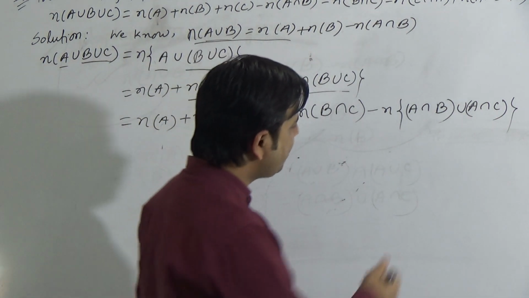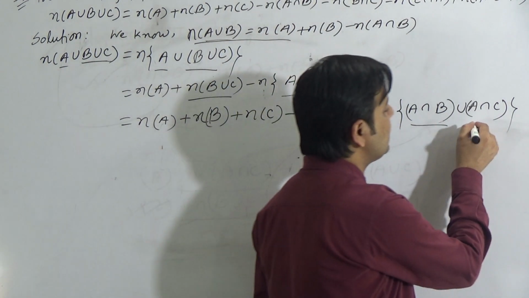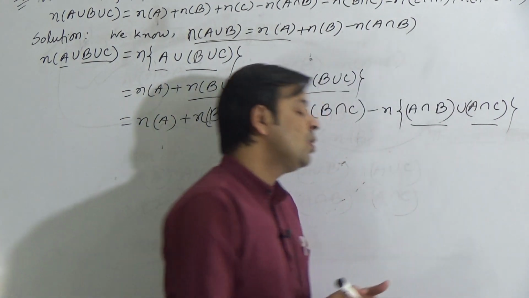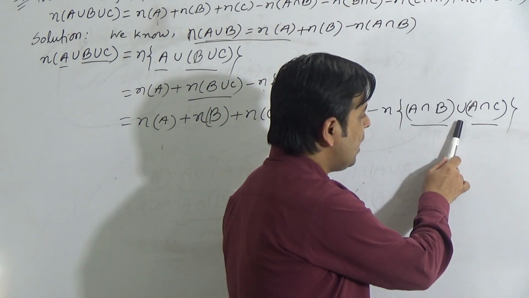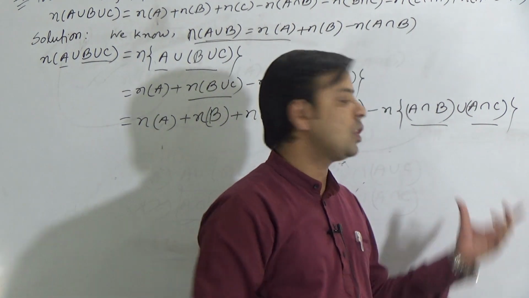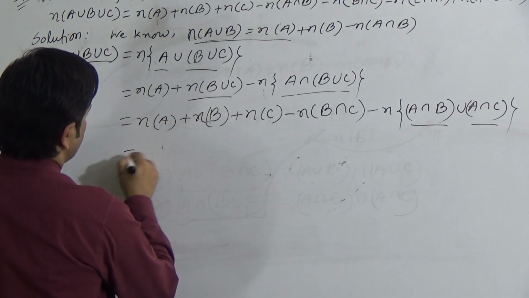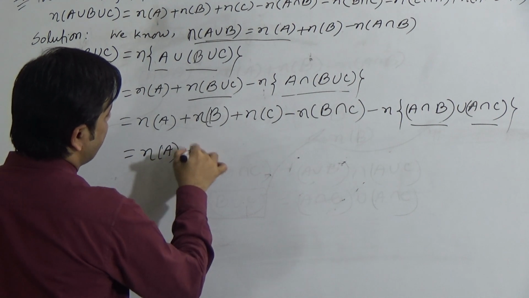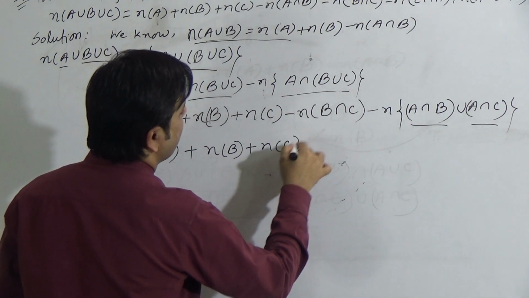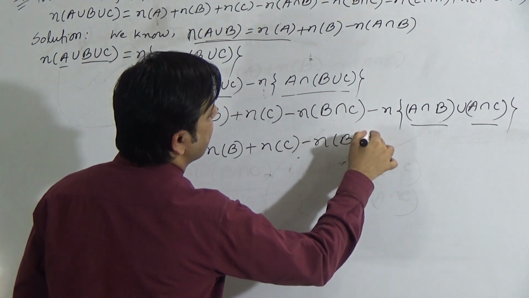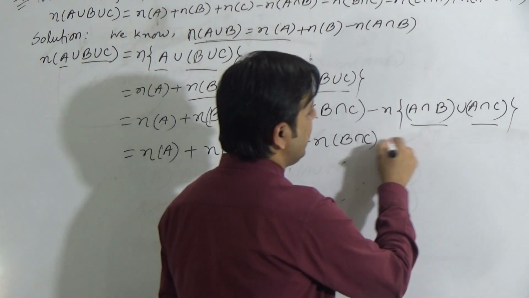Dear students, now if you consider A intersection B is a set and A intersection C is another set, then what will you get? As here is union, so we can apply proposition 9 here again. So, apply proposition 9 here. Number of elements of A plus number of elements of B, number of elements of C minus number of elements of B intersection C. As we can't do anything here, so this will remain same, minus.